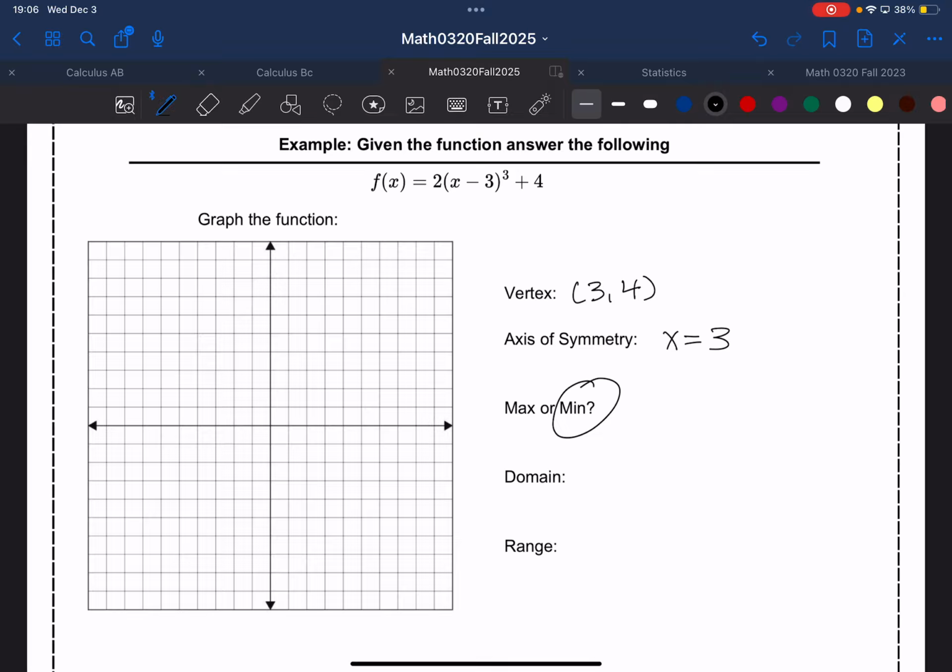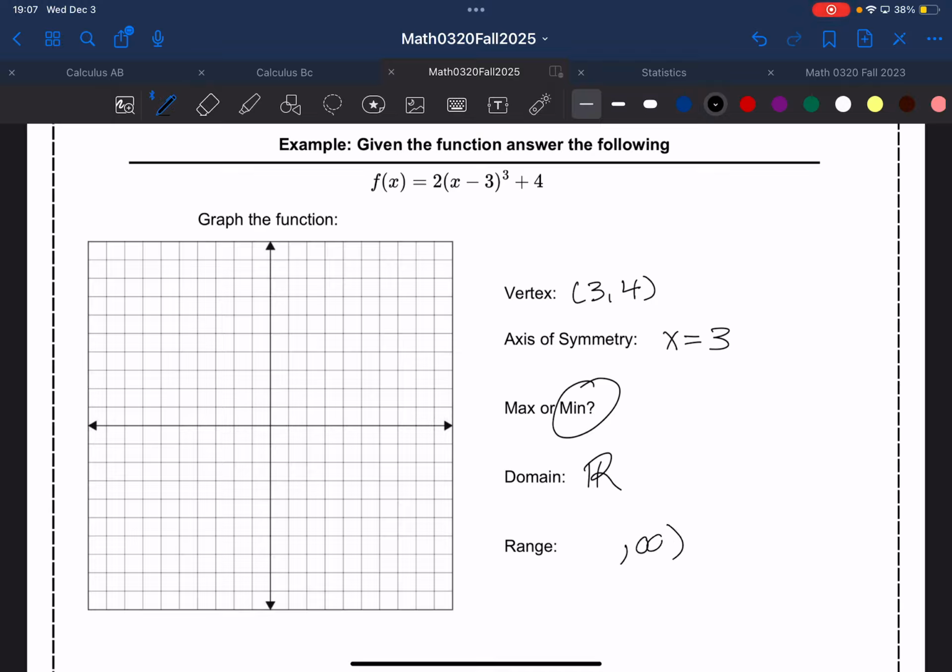So the domain would be all real numbers and the range would be bracket 4 comma infinity. Okay, so for the domain, on these type of problems, it's always all real numbers. You will never have to guess at it. Range is going to be determined on if this is a maximum or a minimum. So since we said it's a minimum, then we know that it's going up towards infinity. Okay, so that's how he was able to get this part, to infinity.